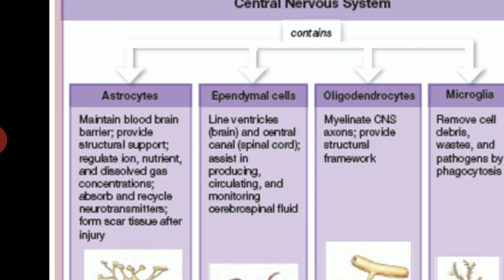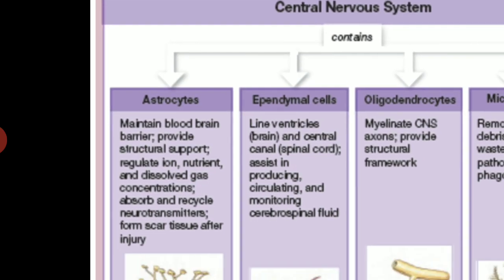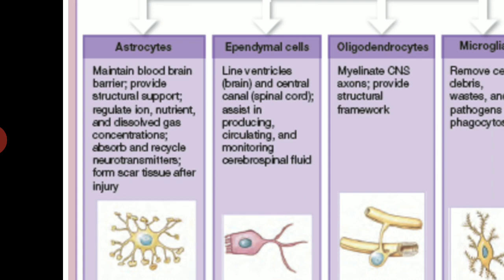Now astrocytes, it maintains blood-brain barrier, provides structural support, regulates ion, nutrient, and dissolved gas concentration, absorbs and recycles neurotransmitters, and forms scar tissue after injury.